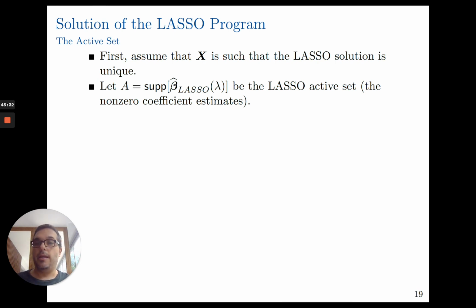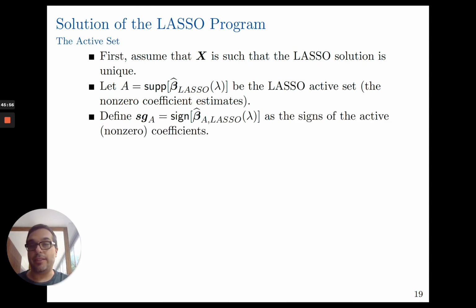I'm using a different notation here than I used when I defined sparsity. We defined sparsity in terms of S, but S is the true sparsity. It's related to the support of beta naught. And here we are talking about the lasso solution, so it's beta hat. So I prefer to use a different letter to represent this. And let's define SGA as the signs of the active non-zero coefficients, if they are positive, if they are negative.